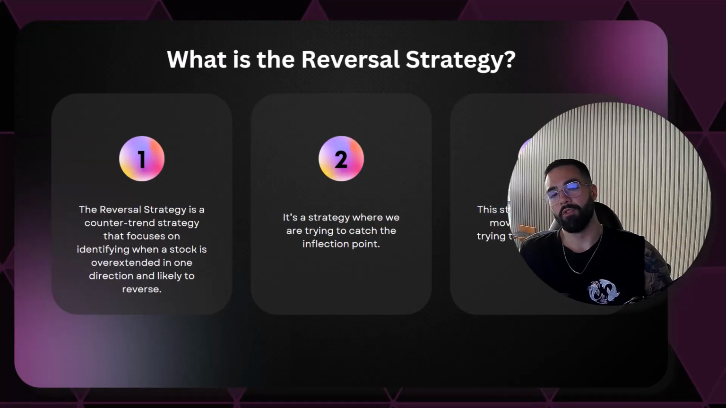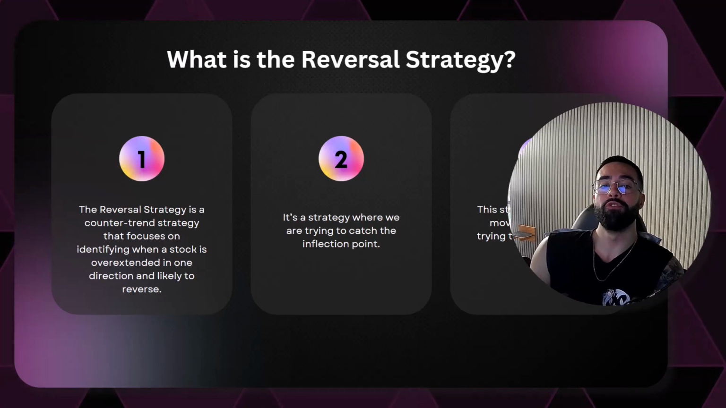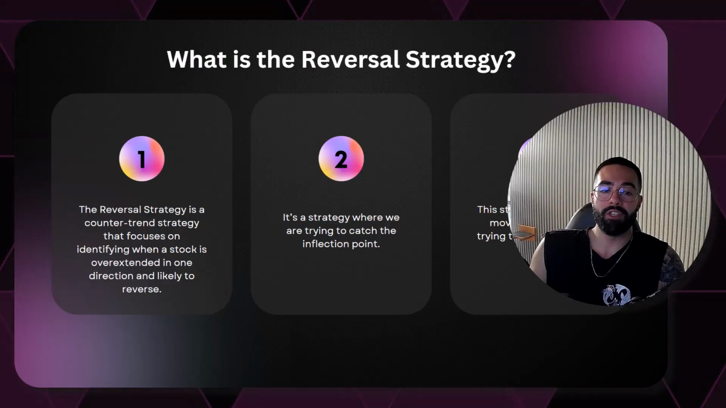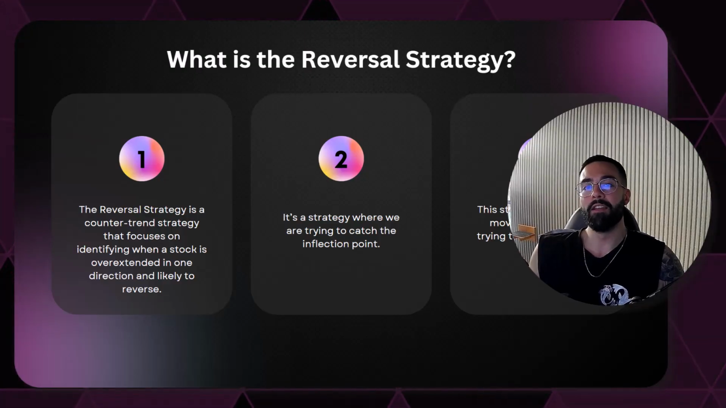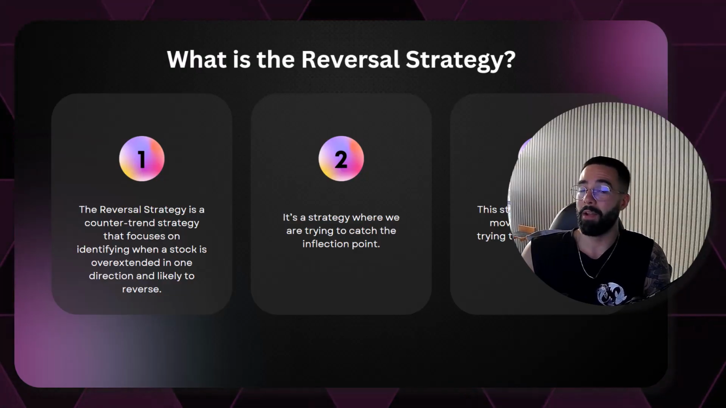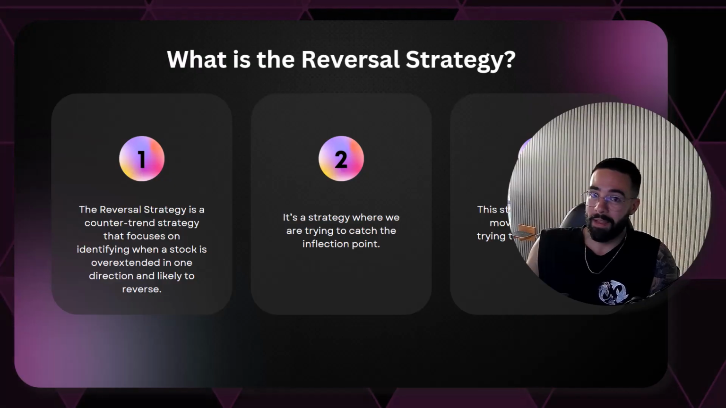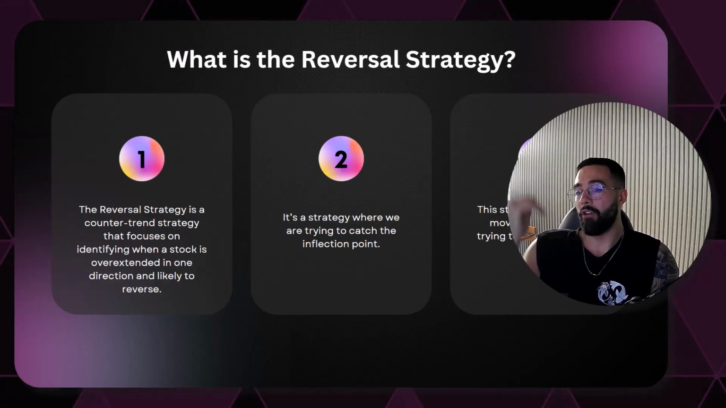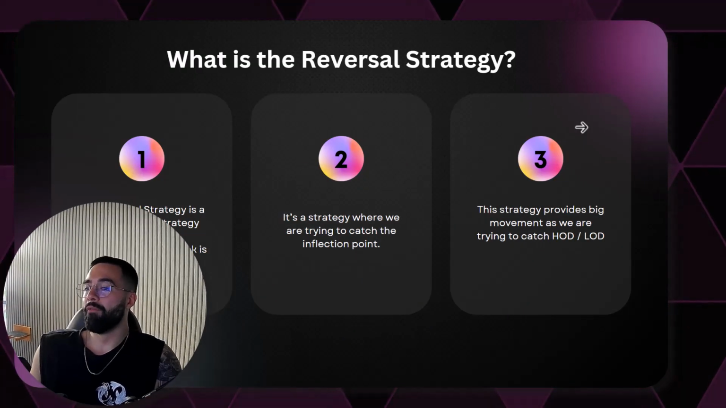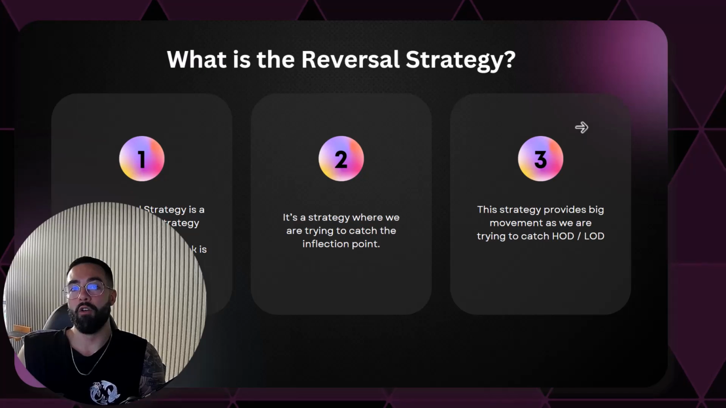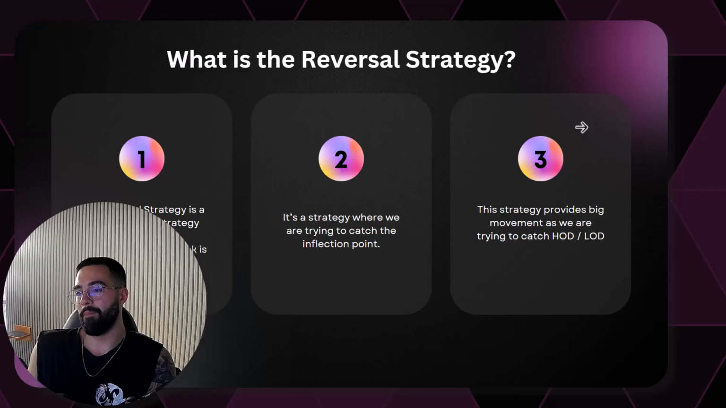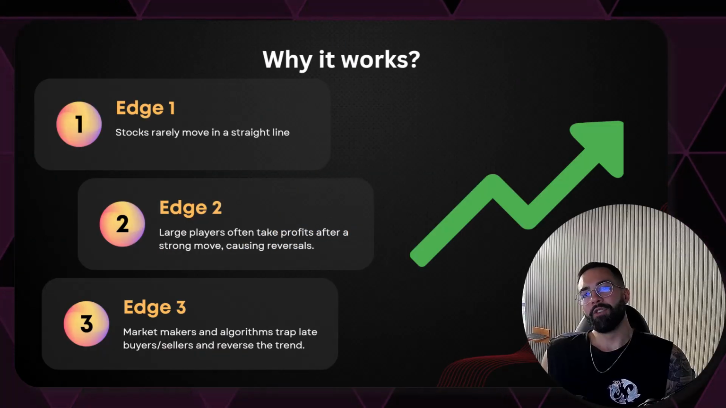So what is the reversal strategy? The reversal strategy is a counter trend strategy that focuses on identifying when a stock is overextended in one direction and likely to reverse back to the middle point. So it's a strategy where we are trying to catch the inflection point, and that's what's great about the reversal strategy, is that you're able in a lot of cases to catch either the high of the day or the low of the day, so you're really comfortable with your entry price. This strategy provides big movement as we are trying to catch the high of the day or low of the day. We're trying to catch the inflection point and the move all the way back down if we're going short, for example.